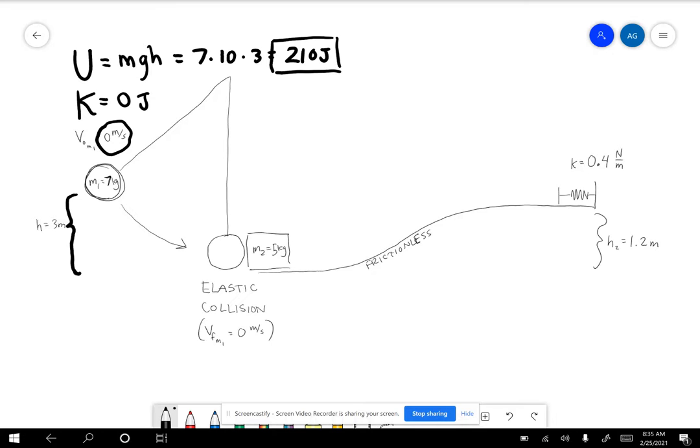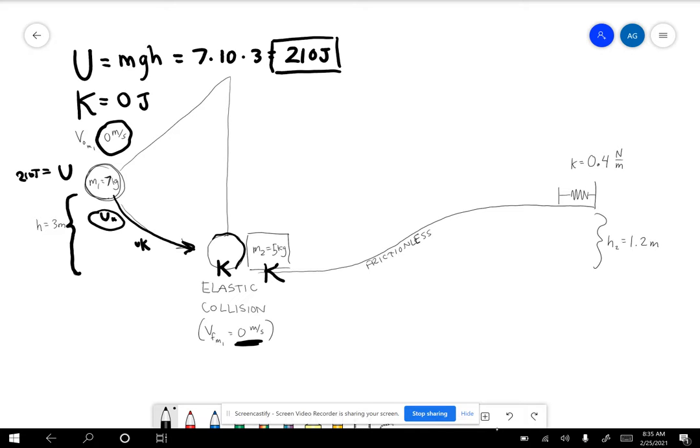Now, I just want to point out that when this ball gets down here, it starts out with U and no K, and then the U goes down and we get a little bit of K, and then the U goes down and we get a little bit more K, and down at the bottom we have no U and all K. And since the final velocity after the collision of this ball is 0, that K all gets turned into here. But please recognize that we started out with 210 joules.